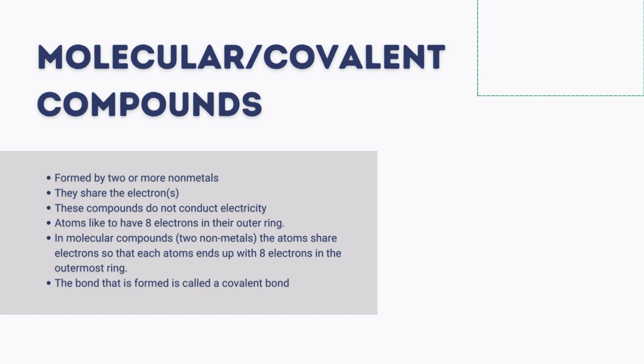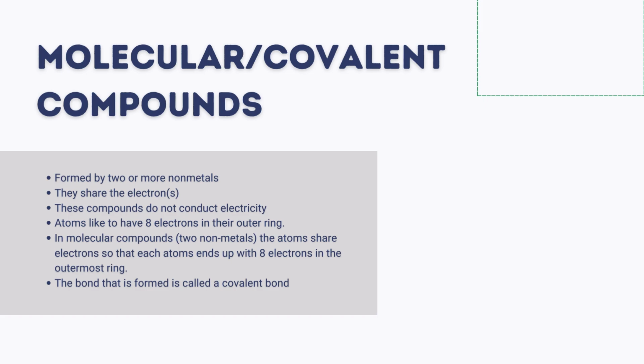We are now going to shift our focus to molecular or covalent compounds. Molecular or covalent compounds are a type of chemical compound that is formed when two or more nonmetals combine. These compounds are unique because the atoms in the compound share electrons with each other rather than transferring them. This bond that is formed is known as a covalent bond. One important characteristic of molecular compounds is that they do not conduct electricity. This is because the shared electrons are tightly held between the atoms and are not free to move around.